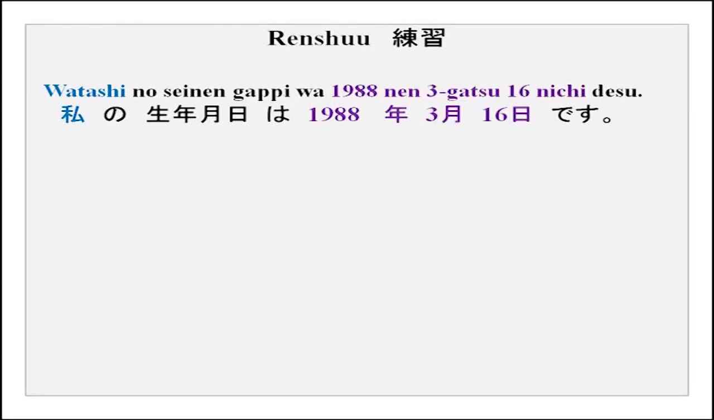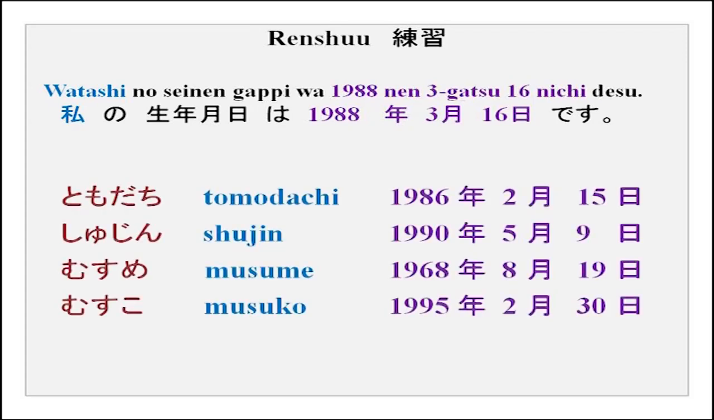Now, you can practice over here. Watashi no seinen gappi wa 1988 nen 3 gatsu 16 nichi desu. It is also given in the script over here. This means to be born, this is year, month and day. Wa 1988 nen 3 gatsu 16 nichi desu. Over here, as I just told you, you can practice it with whatever vocabulary you remember. You can replace watashi with any of these over here, then your date of birth can be said like this.